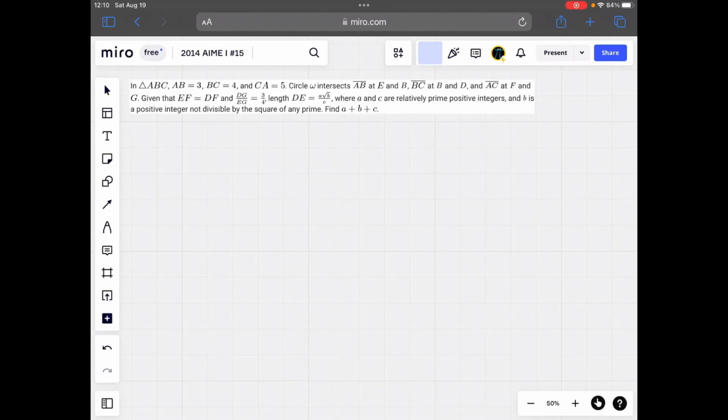In triangle ABC, AB equals 3, BC equals 4, and CA equals 5. Circle omega intersects AB at E and B, BC at B and D, and AC at F and G. Given that DF equals EF, and DG over EG equals 3 over 4, then the length DE equals A root B over C, where A and C are relatively prime positive integers, and B is a positive integer that's not divisible by the square of any prime. What is A plus B plus C?